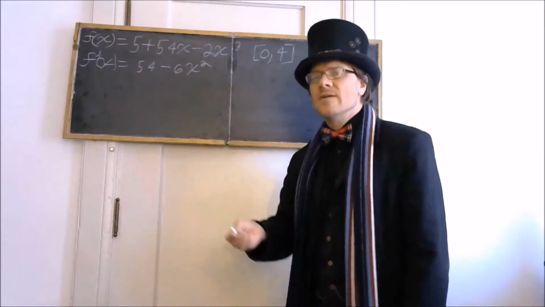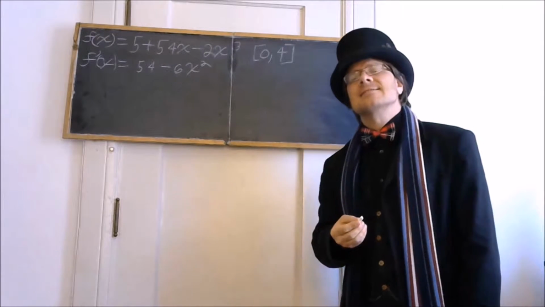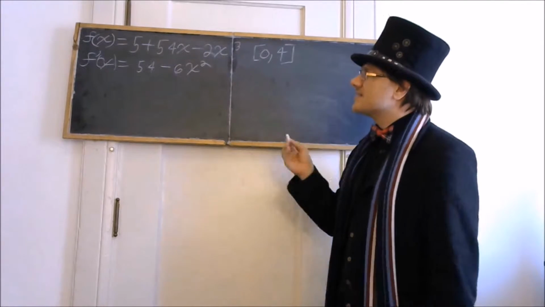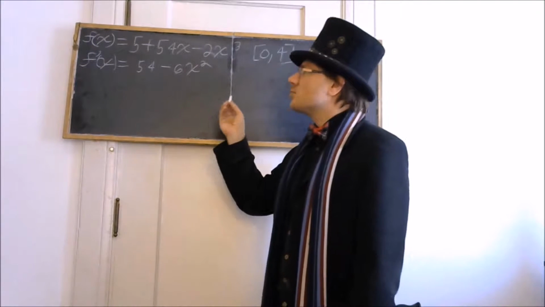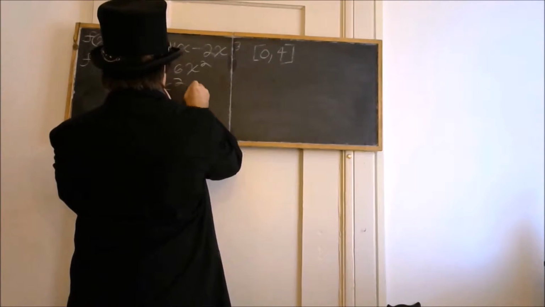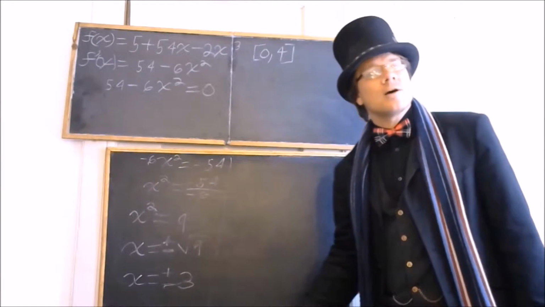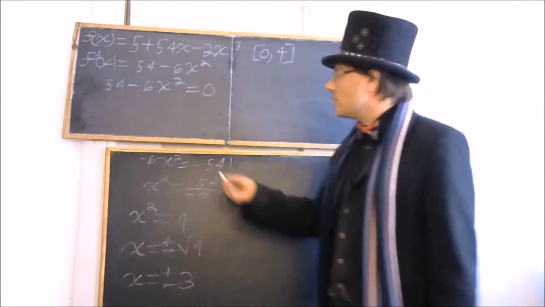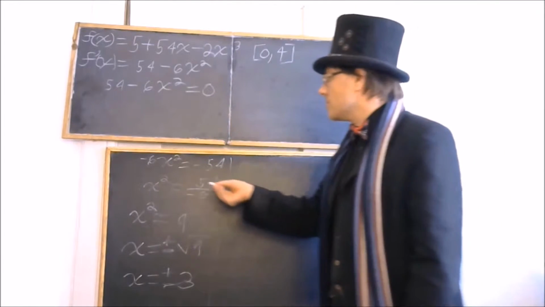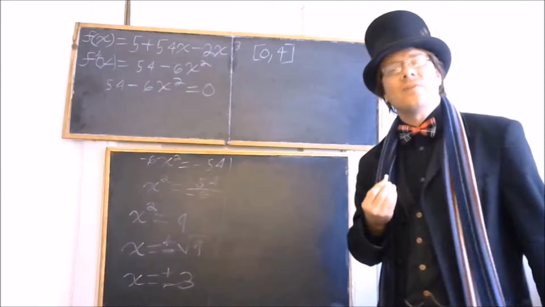And here is our derivative. F prime of x equals 54 minus 6x squared. And the next thing we need to do is set this derivative equal to 0. And here we have the algebra all worked out for us. So after setting it equal to 0, we get negative 6x squared equals negative 54.